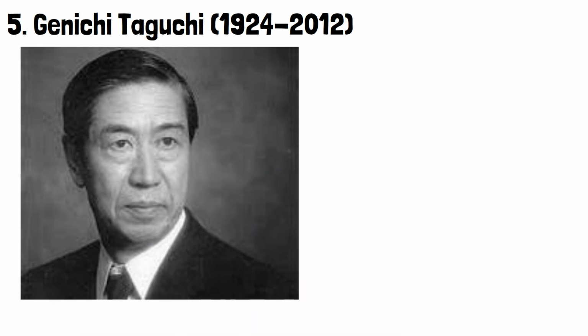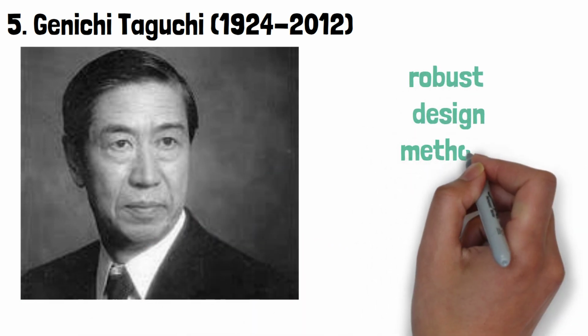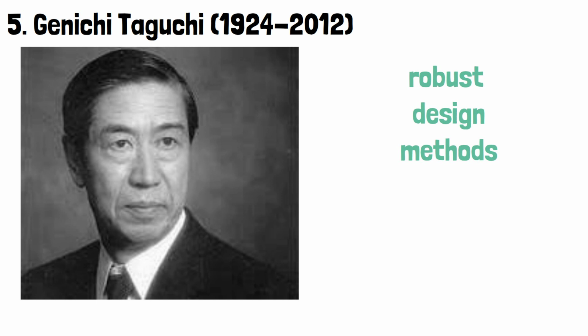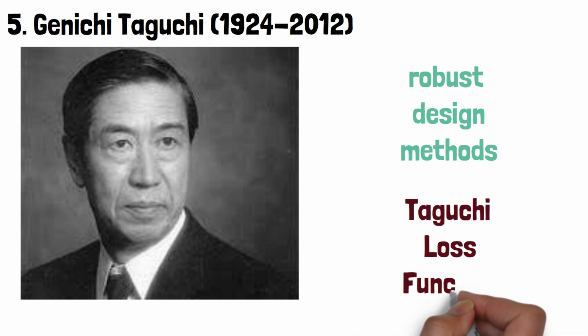1924–2012. Key Contributions. Taguchi is known for his robust design methods, which aim to create products and processes that are less sensitive to variation. He developed the Taguchi loss function to quantify the cost of deviations from the target. Quality improvement. Taguchi's methods emphasize reducing variation and improving quality by controlling the factors that affect processes and products. Legacy. Taguchi's approach to robust design and his methods for optimizing quality continue to influence industries like manufacturing and engineering.